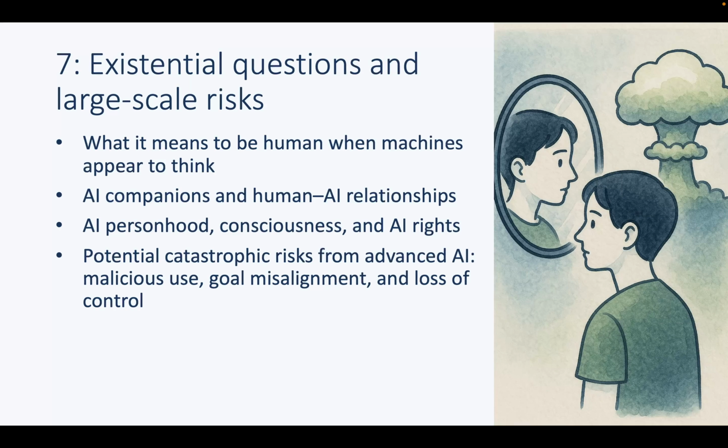Final category, the existential questions and large-scale risk. We have questions like, what does it mean to be a human in a world where we have machines appearing as if they can think, and potentially within 5 or 10 years even matching human thinking? This is controversial for some people and uncontroversial for others, but I believe that this is something that we should take seriously. And along with that comes also questions about AI companions and human AI relationships.